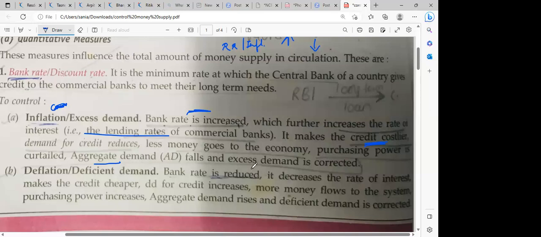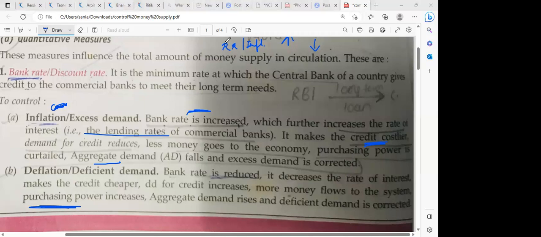Okay. Now, deficit demand. When there is deficit demand, over here, what will happen? Bank rate is reduced. Now, it decreases the rate of interest as well. And now, taking loan is cheaper. Aggregate demand for credit will increase. Earlier, there was 10%, now 5%, so three more people came. More money will go to the system, or you can write economy. Purchasing power will increase. Aggregate demand rises and the deficit demand is corrected. Clear the entire story?